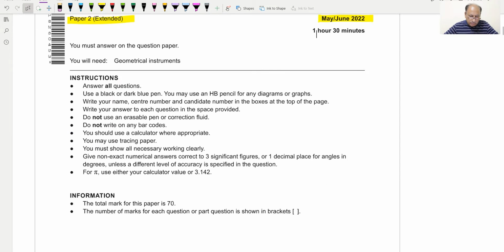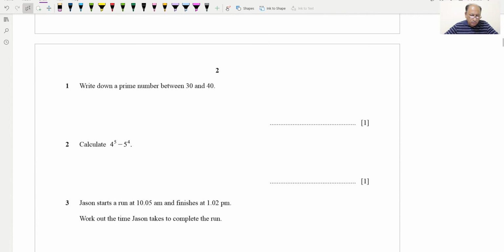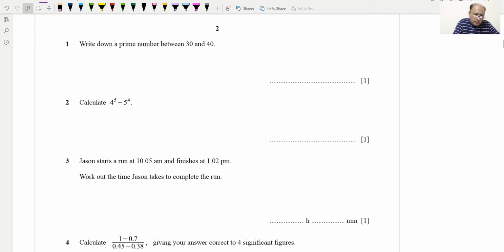Let us move to question number 1, which says write down a prime number between 30 and 40. Prime numbers are the numbers which are divisible only by itself and 1. So we can write 31 as a prime number which is between 30 and 40, or we can write 37 as the answer. I'm writing 31, and this is one more question which is done.